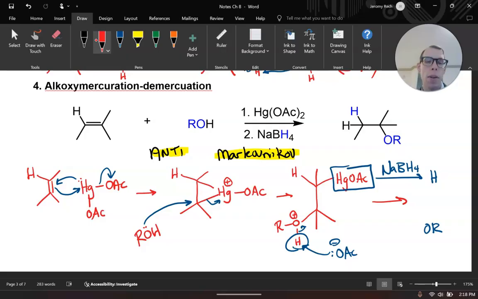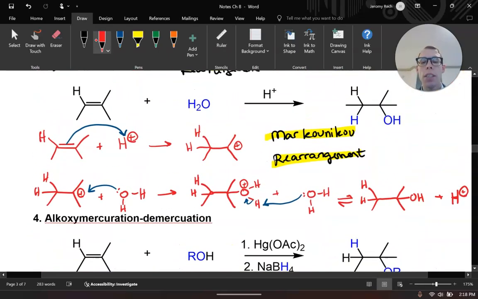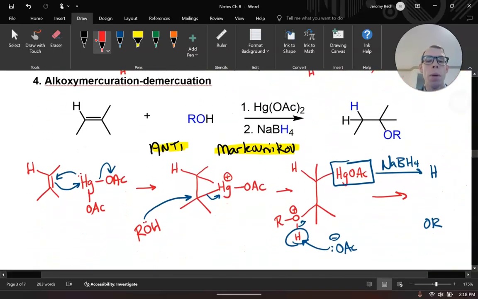The really nice thing about this reaction is there is no chance of rearrangement. When we do a normal hydration, we generate a carbocation that can undergo rearrangement, whether that's through a hydride shift, a methyl shift, resonance, and so on and so forth. Here, because we're generating this interesting alkoxymercury complex, we are not going to get any possibility for rearrangement.